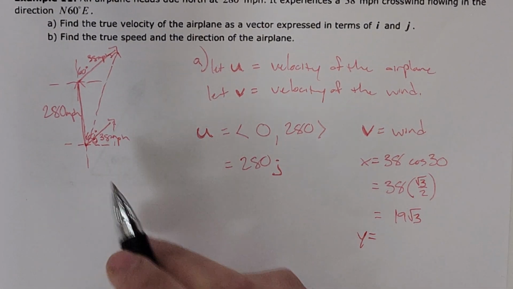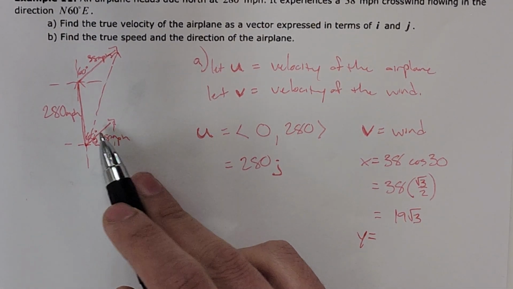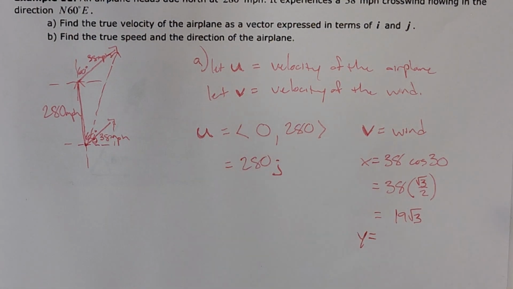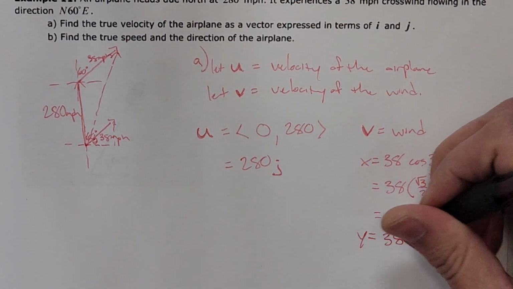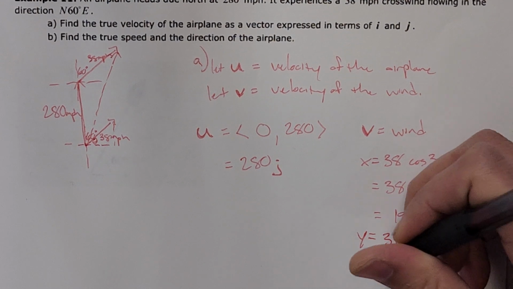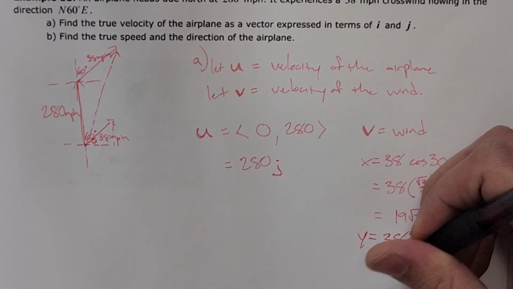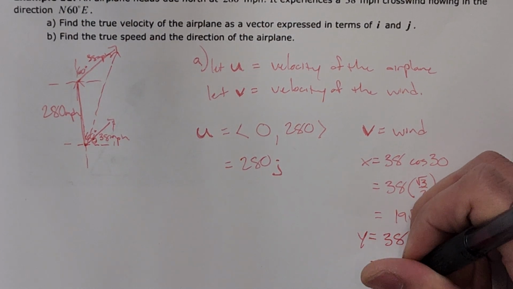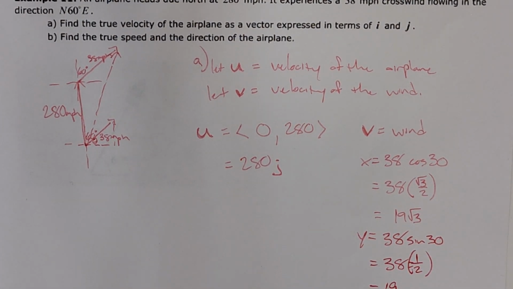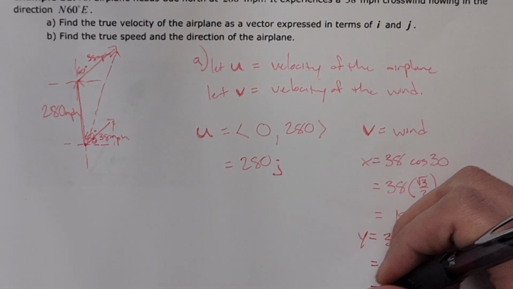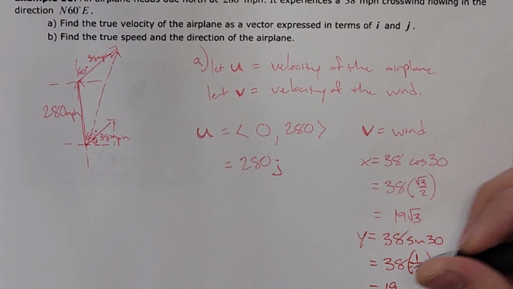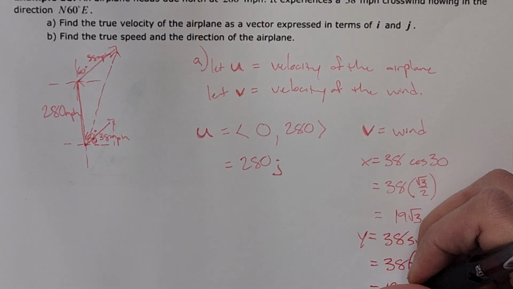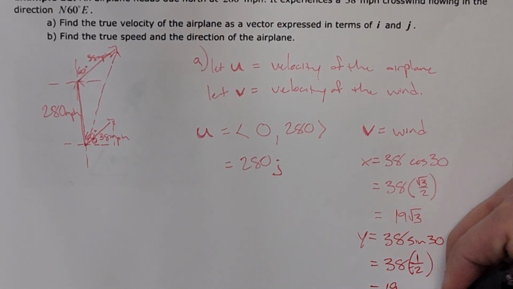And so again, using right triangle trig, delta y is equal to 38 sine of theta, or sine of 30. Now we know what the sine of 30 is. It's 1/2. So this is 38 times 1/2, which is equal to 19. And so therefore the component form for the wind, vector v, is equal to 19 root 3, comma 19.